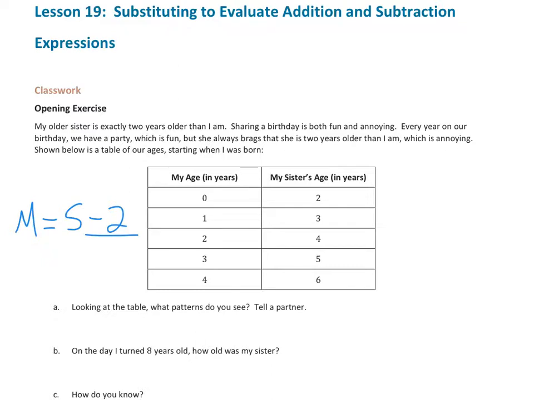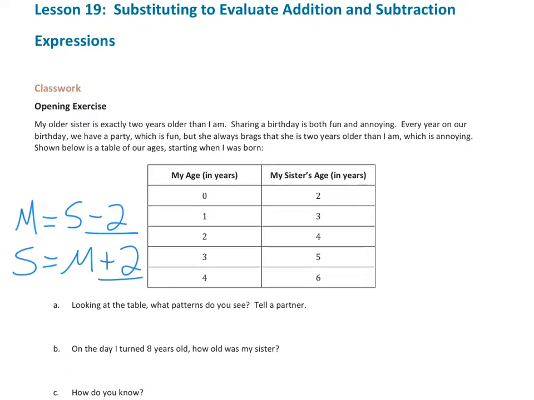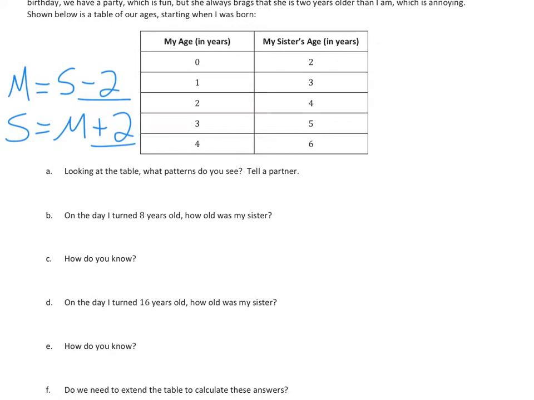Now let's do it the other way. What if I want to find my sister's age, and I'm going to give you my age? What would I have to do with my age, right, and something, to find my sister's age? Excellent. I'd have to add 2. Now this is going to help us answer questions about the information. So look at letter B on our practice.